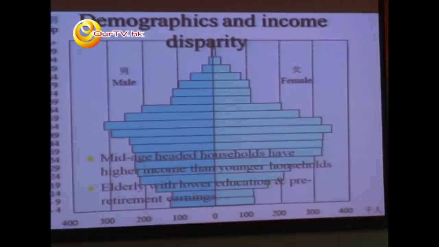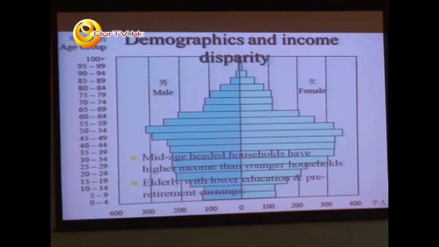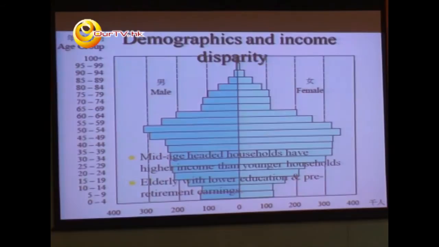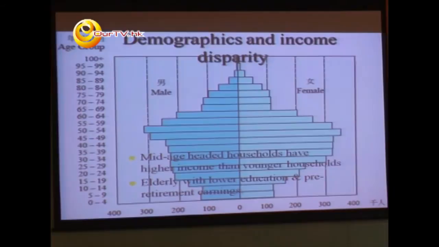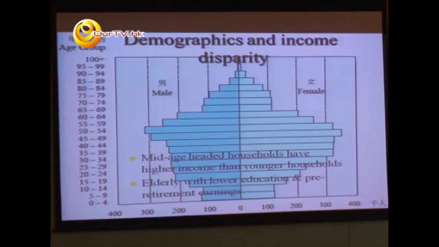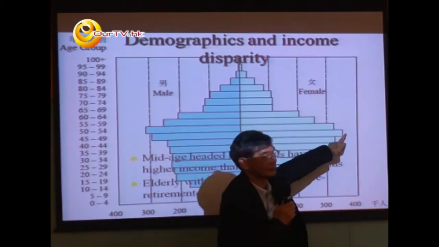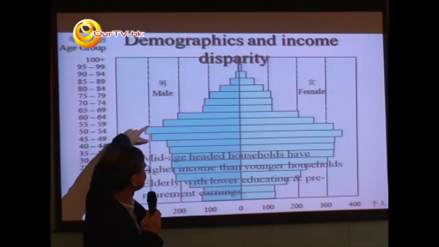On the age difference, perhaps I'll show you this. This is the 2011 age pyramid from two years ago. Internationally it is the same, and Hong Kong in particular. Mid-age heads of households have higher income than younger households. There's always an average of about 2% growth in real wage for each ten years of age until you retire. Looking at this age cohort, the biggest group right now for male is 50 to 54, and for female it is slightly lower, 45 to 49.